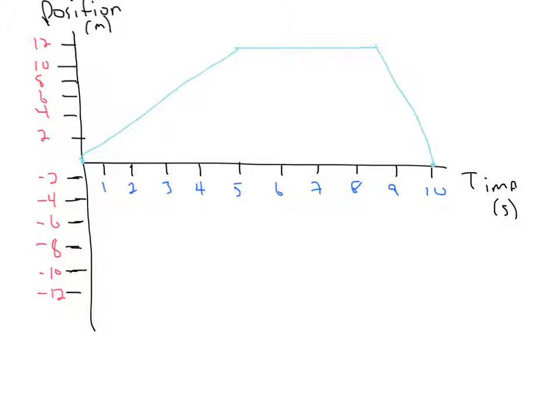Now, if I were to ask you, when I was referring to the velocity at any point around here, this is what is known as the instantaneous velocity.